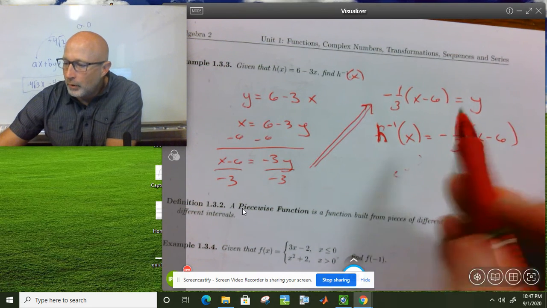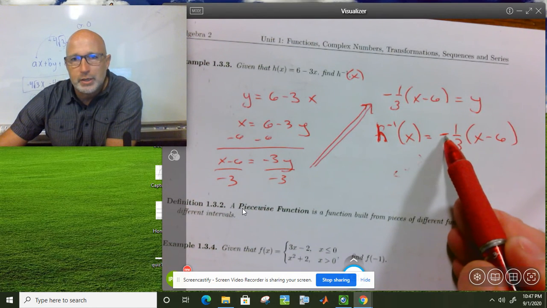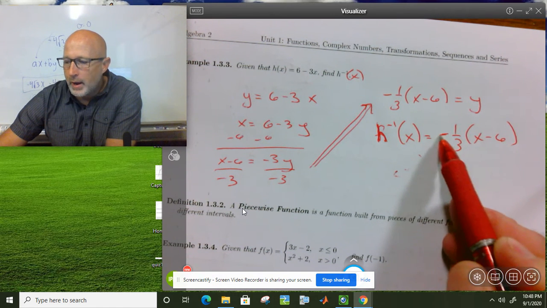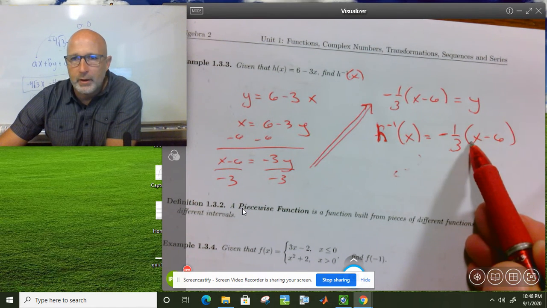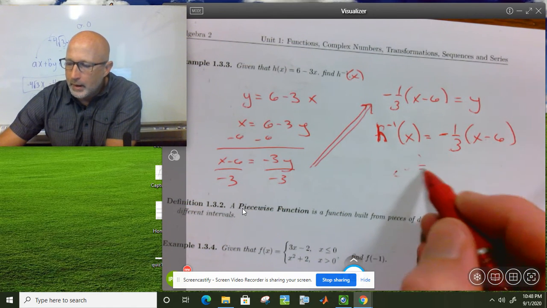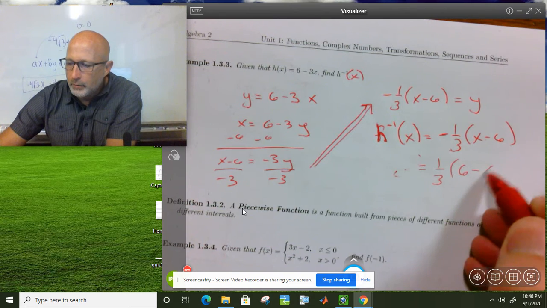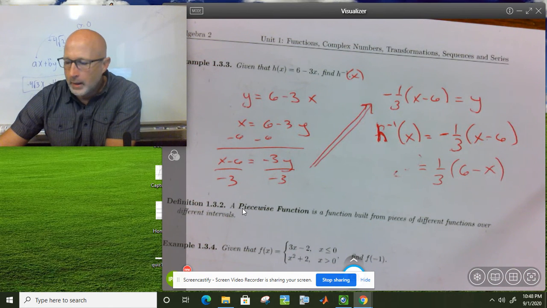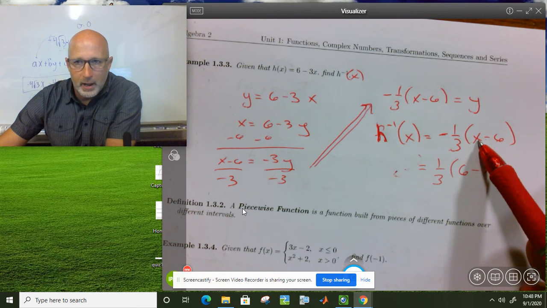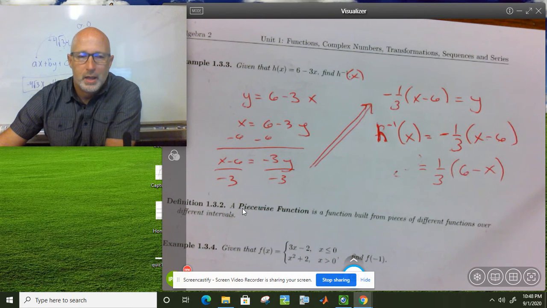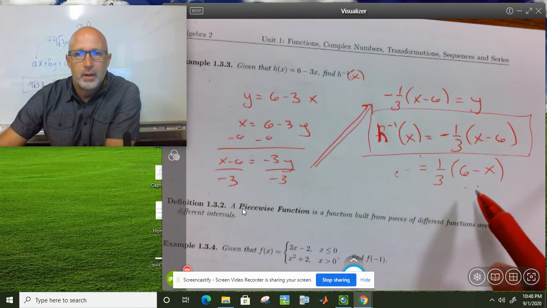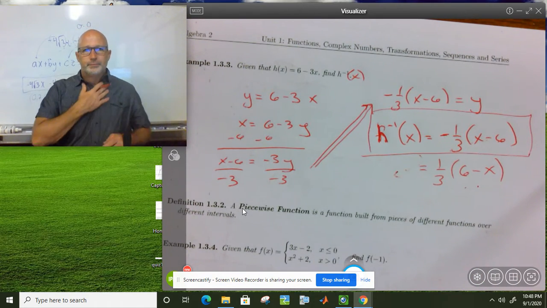So what we can do is distribute the negative into the parentheses, so I don't drop that off. If you notice, the x right now is positive, and the 6 is negative. So if I distribute that negative in there, it's going to be 1/3, and I'm just going to write it as 6 minus x. The 6 which was negative now turns positive, and the x which was positive now turns negative. You don't have to do that. You can leave your answer like this. I just wanted to show you the common trick that mathematicians do.